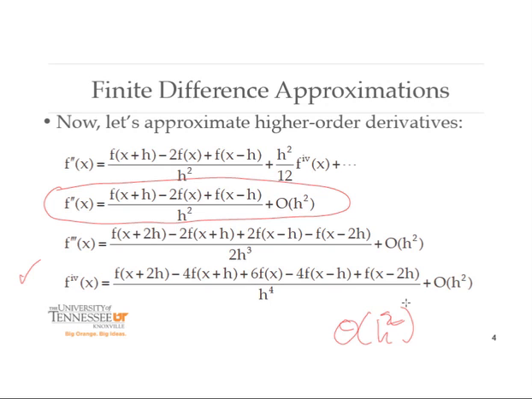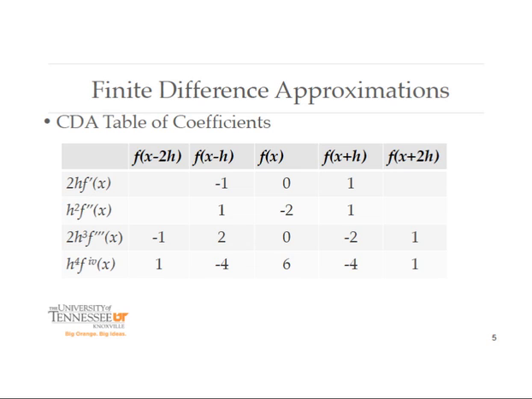So that leads us, in the next slide, to represent all of these rules together by what's called a table of coefficients. This is the Central Difference Approximation, CDA, table of coefficients. It's a very nice form, a tabular lookup of how to approximate derivatives with this order h squared accuracy.